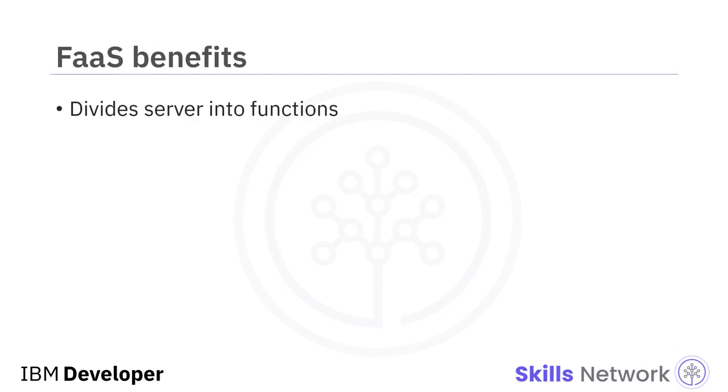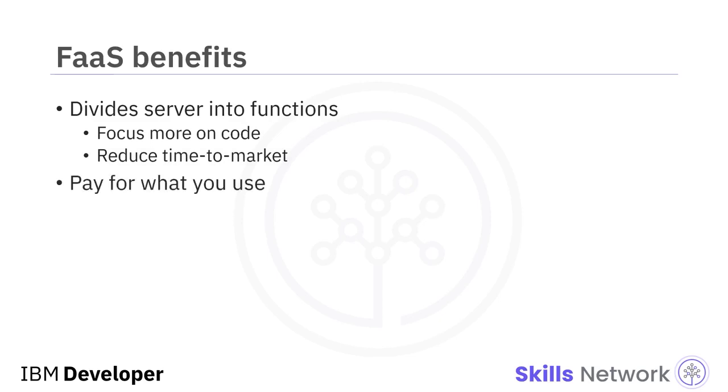With FaaS, you can divide the server into functions that can be scaled automatically and independently so you don't have to manage infrastructure. This allows you to focus on the app code that reduces time to market. One of the biggest benefits of the FaaS model is the cost. You pay only when an action occurs. When the action is complete, everything stops. No code runs, no server idles, and no costs are incurred.